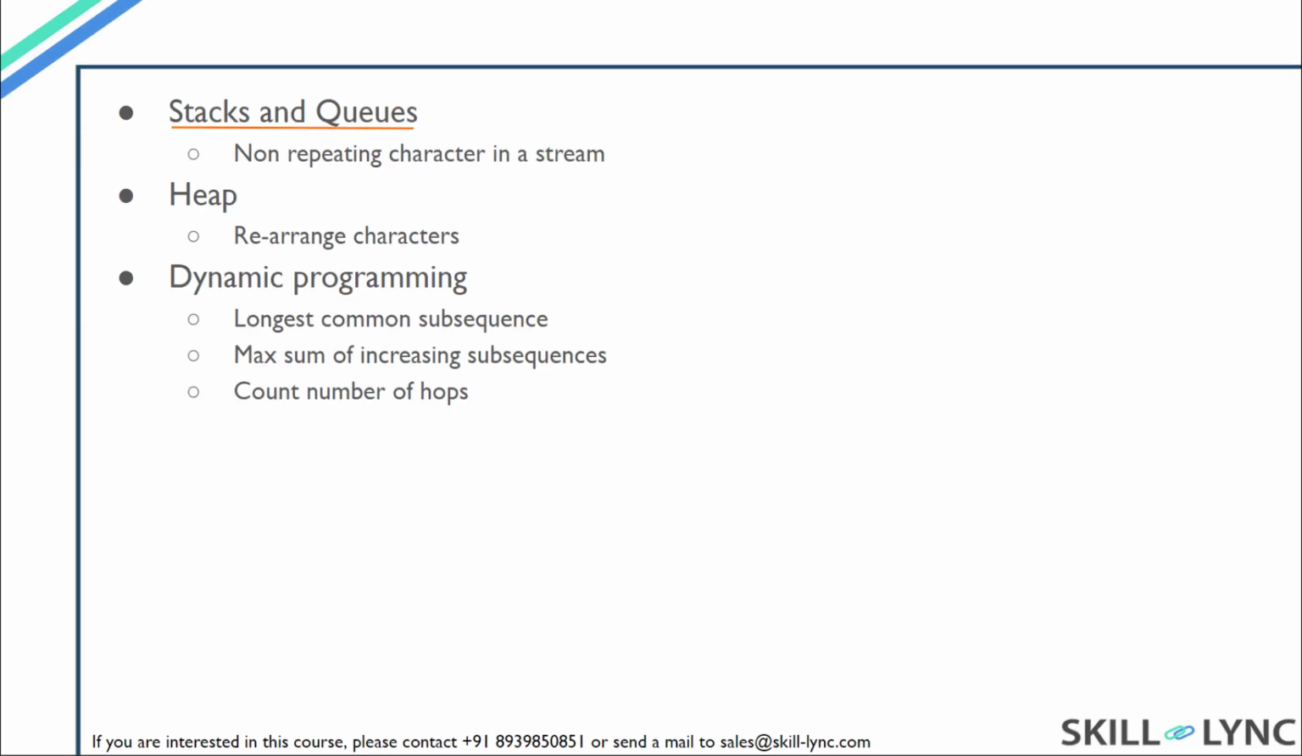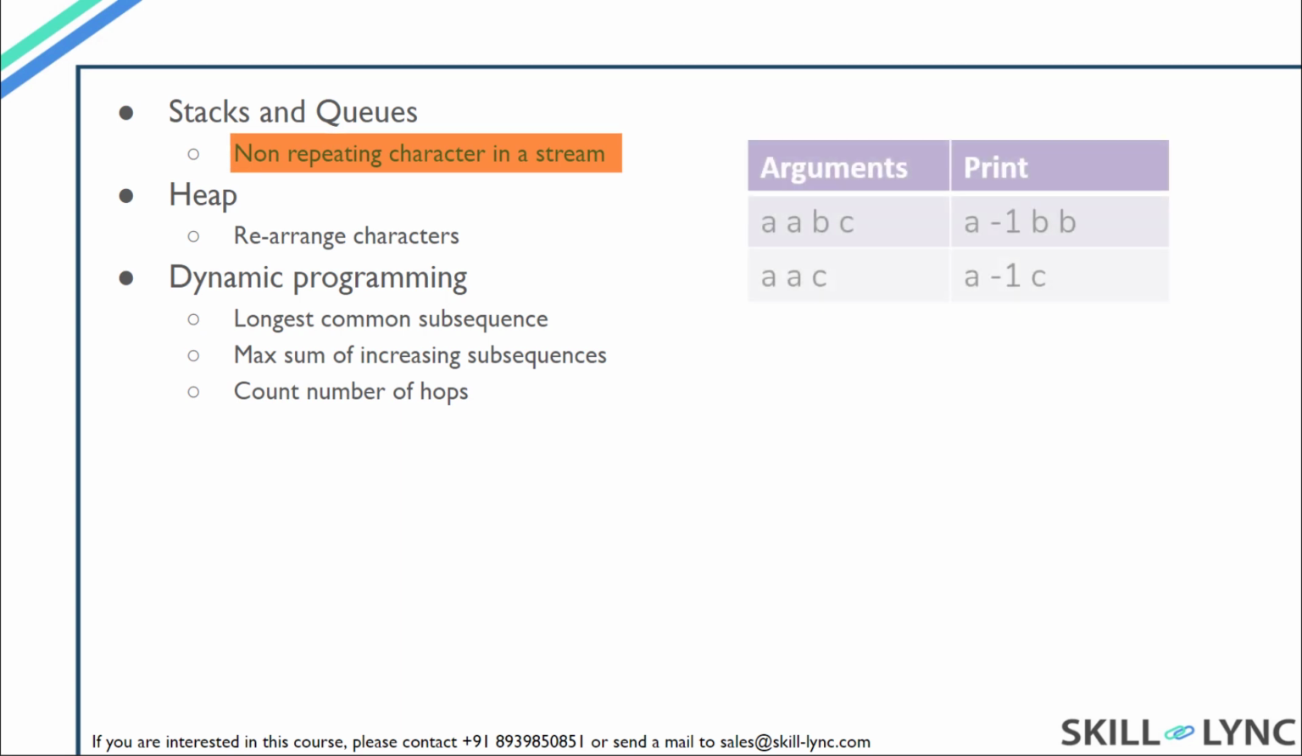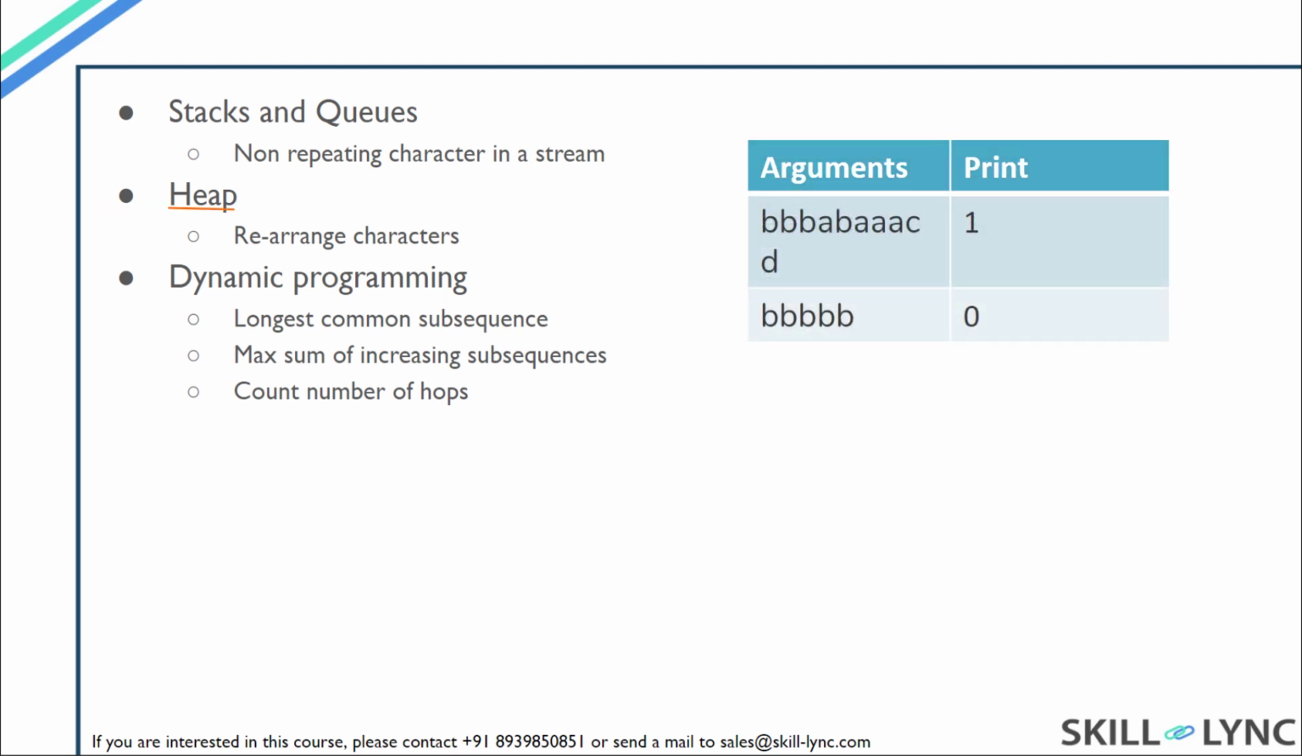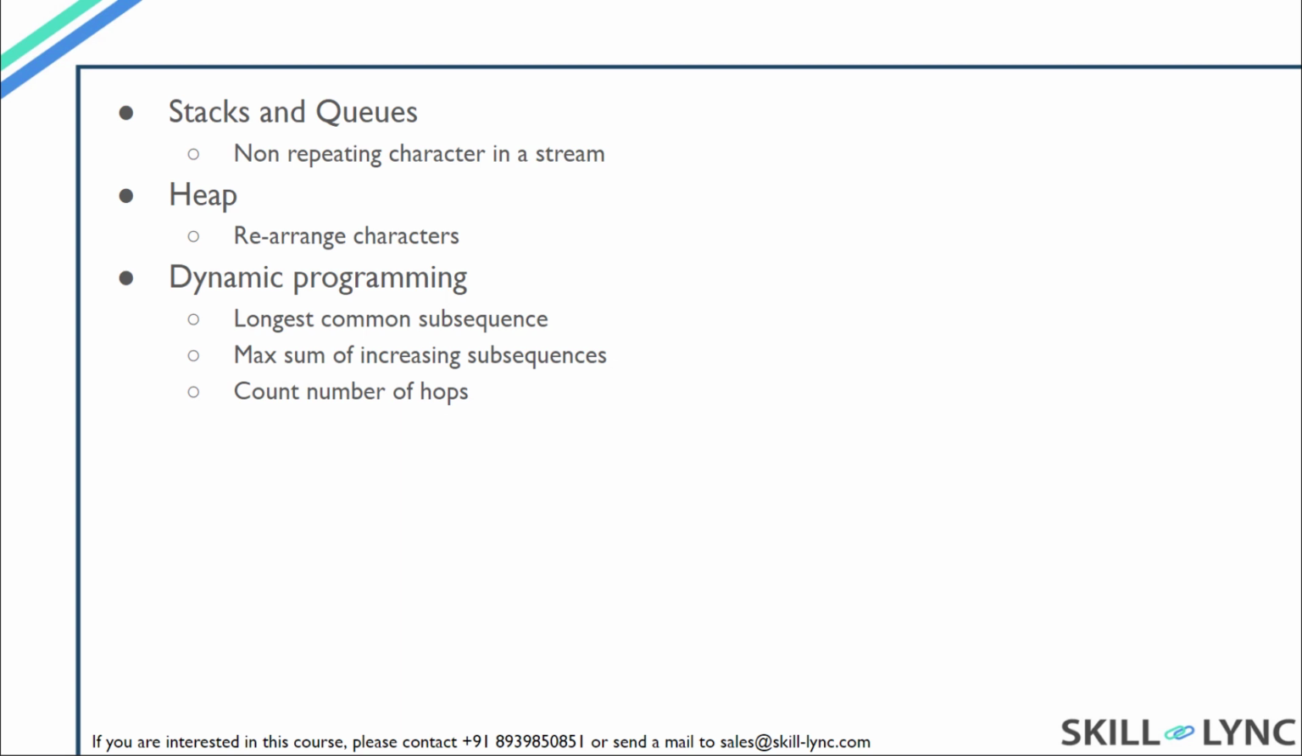After this, we move on to the concept of stacks and queues. We have the task of finding the first non-repeating character in a given stream. If no non-repeating characters are found, they are to be substituted by -1. Using heaps, the student is then required to find out if a given string can be arranged in such a manner that no 2 adjacent characters are the same. If no such arrangement can be made, then it will print a value of 0.